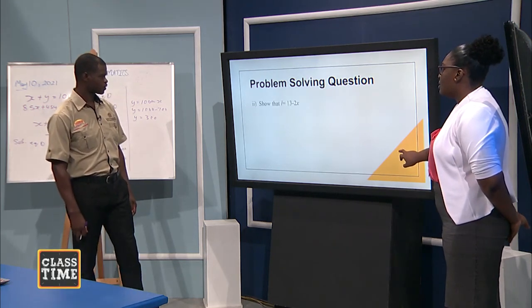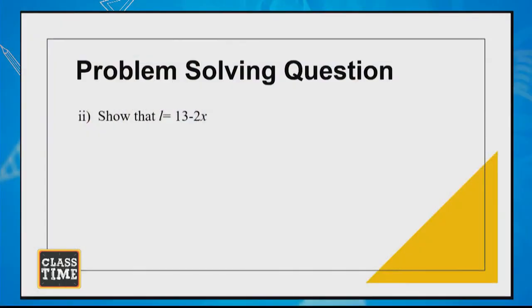All right. So they asked us again to show that L is equal to 13 subtract 2x. So again, we used the information that was given, and we simply equated that to 32. Did our substitution, and we're working our way down, and simply we found out that L is equal to 13 subtract 2x. So we have proven it.